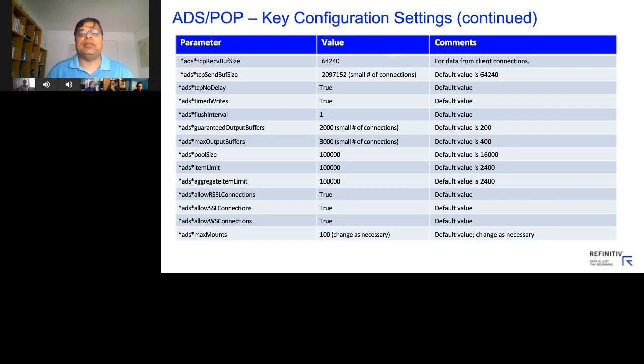So yeah, I think if you have a small number of connections, by all means, increase the buffers. If not, the defaults of 200, 400 are probably sufficient for most of the use cases. The Sandbox Size, same thing, 64K. If you have a small number of connections, by all means, you can increase these values. If not, the size of the ADS-POP becomes too huge, so that may impact the performance as well. So something to keep in mind.